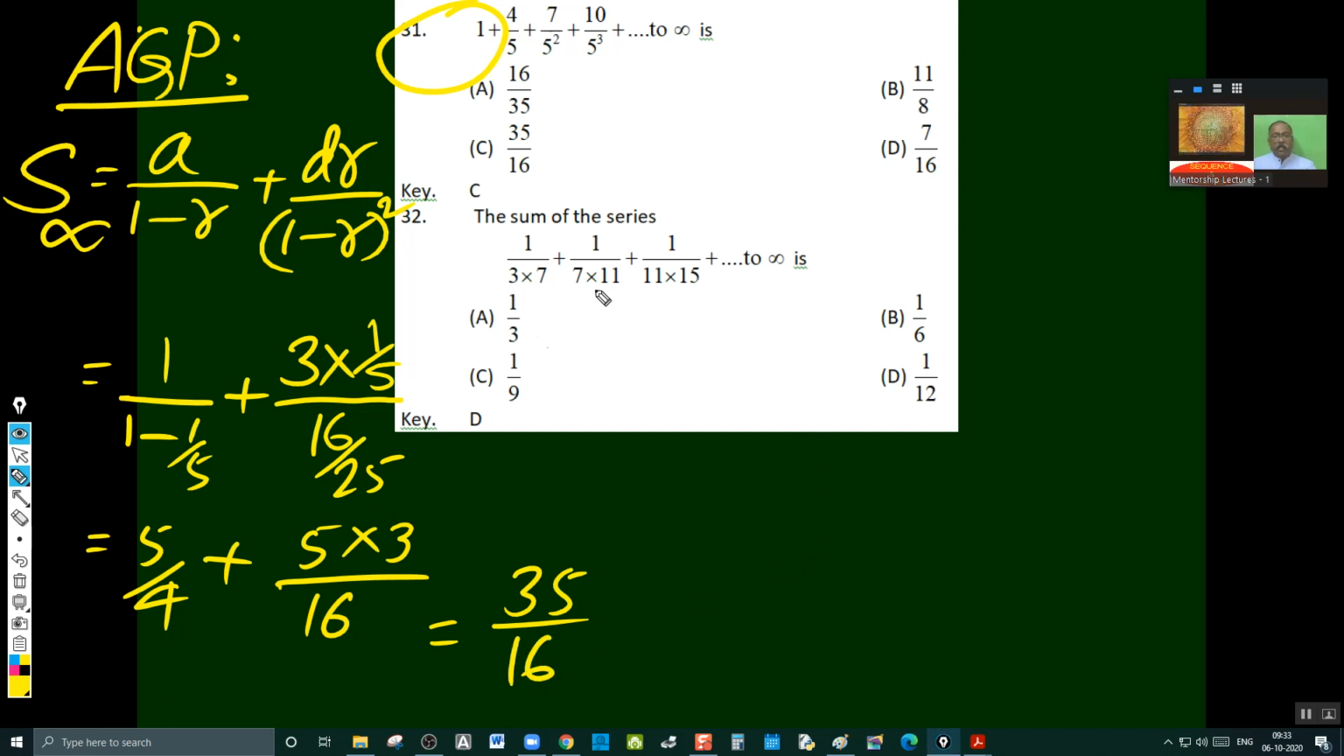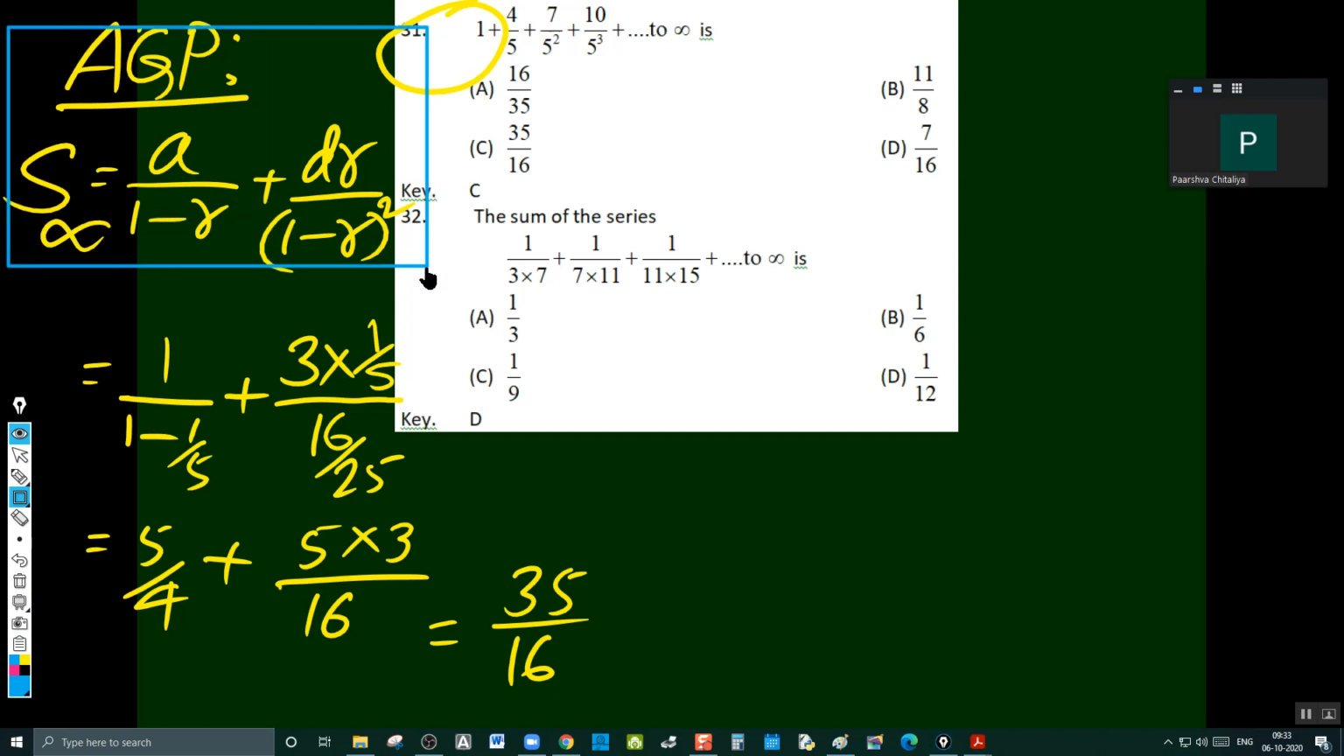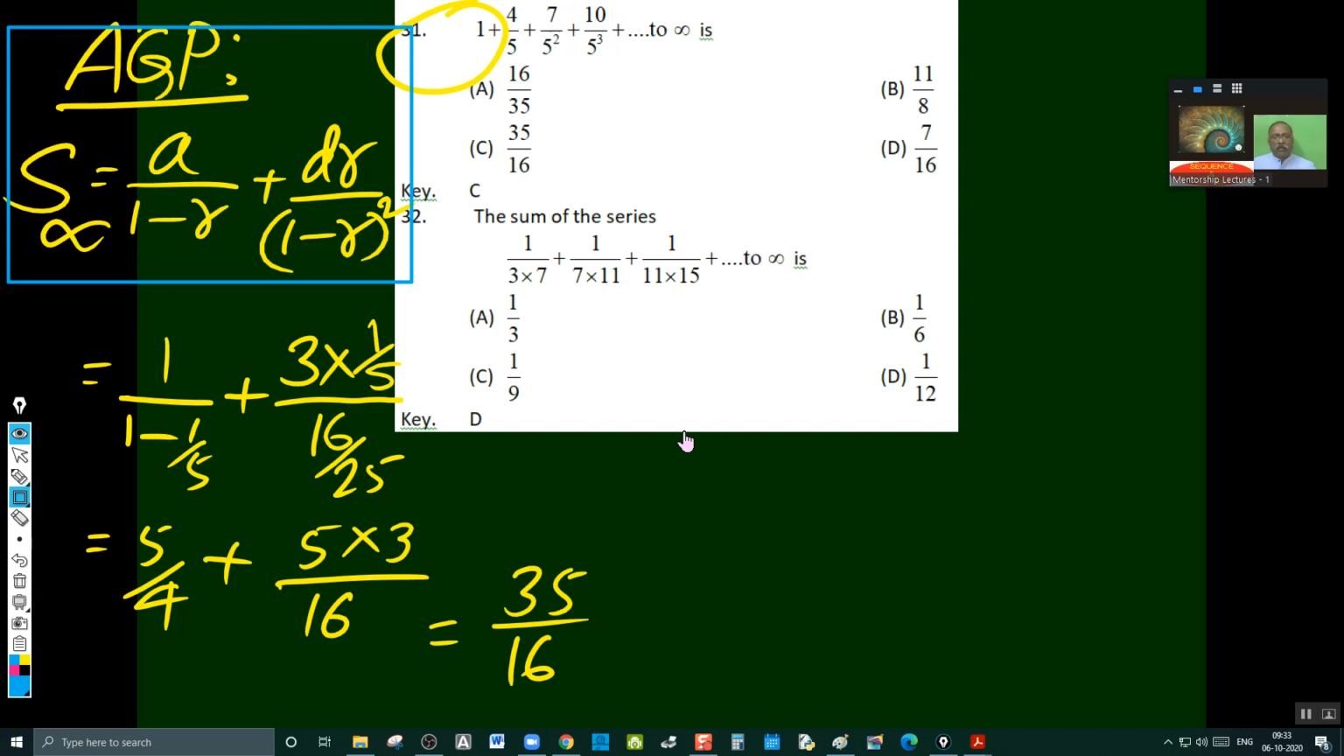That's it. Parshva, what is the method you used? Sir, I multiplied s by 1 by 5 and I shifted one term to the right. Yes, and then I subtracted. Dhananjay is also saying that. That is a method of derivation. Even we derive this in the same manner.